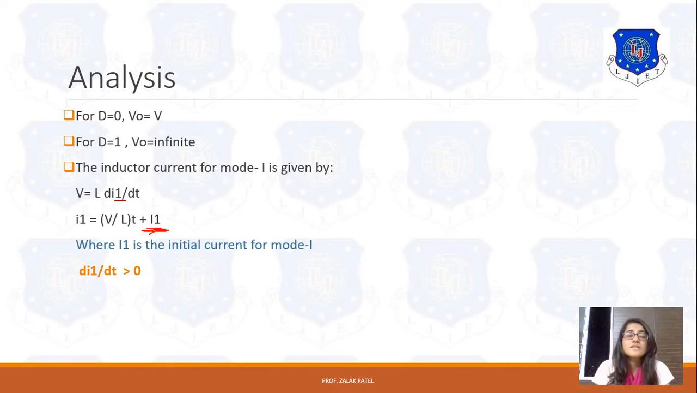For this the condition is di1 upon dt should be greater than 0, or maybe voltage is greater than 0. So either the change in current should be greater than 0 or voltage should be greater than 0. Now let's consider the other mode, mode 2. In mode 2, another external voltage is applied to the circuit because of the capacitor connection. So in that case, V equal to L di2 by dt. This case is considered when the SCR is turned off, or when the switch is off. So when the switch is off, V equals L di2 by dt plus E.